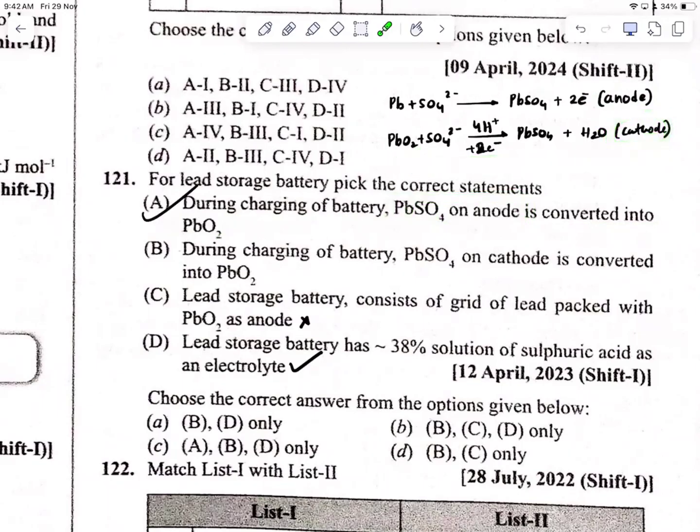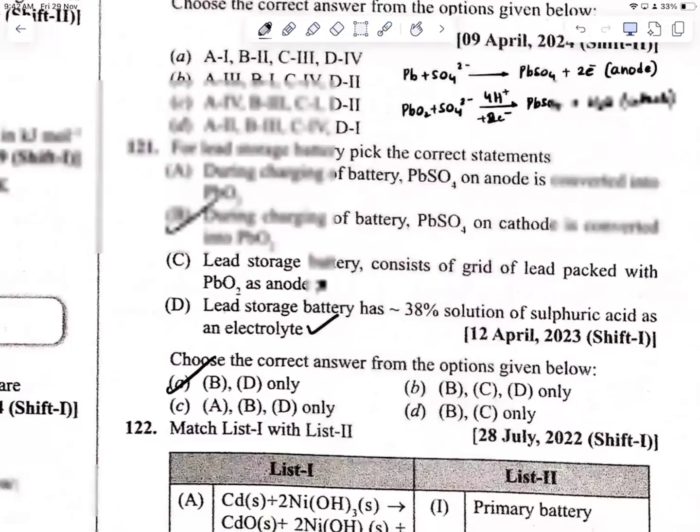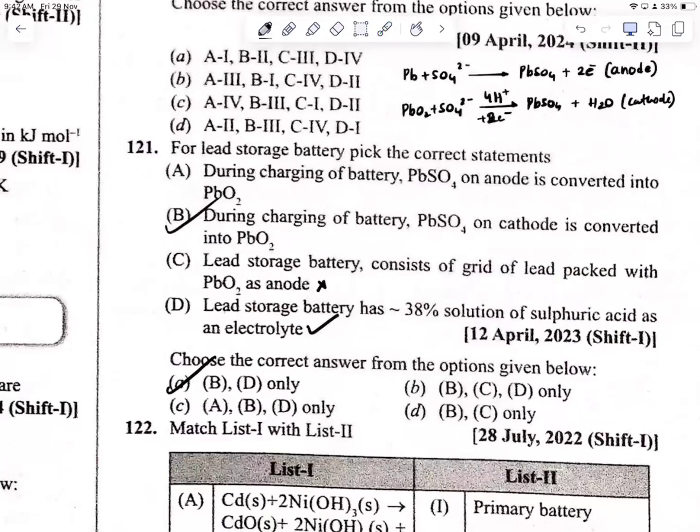So he's not asking what the convention is. He's only telling where it was present. I think I made a mistake in reading it. So he's asking about where it was present. This PbSO4 which is converting into PbO2 was present at the cathode. So B is correct there. So B and D, and only A will come. Clear everyone? I hope you got a gist of it.